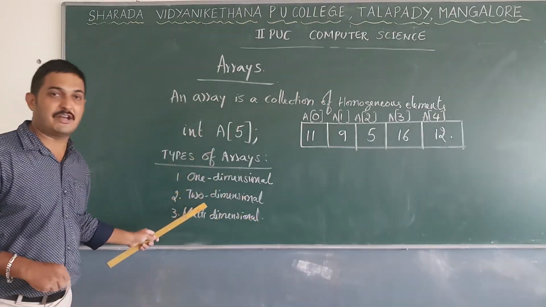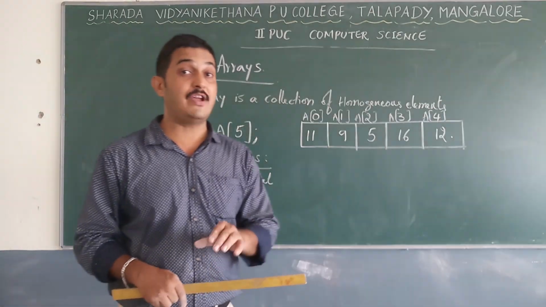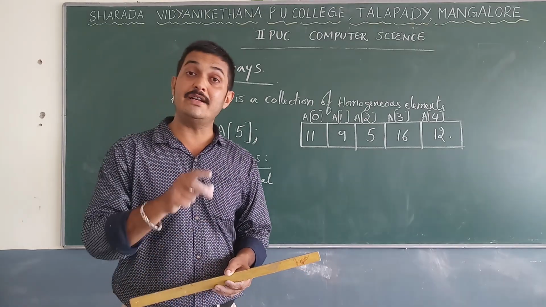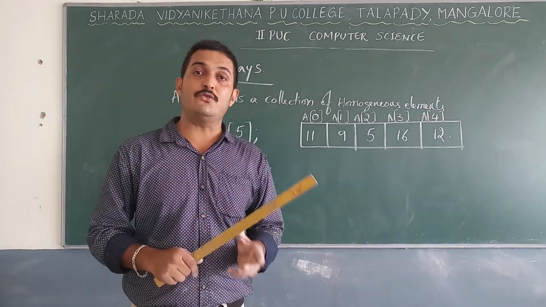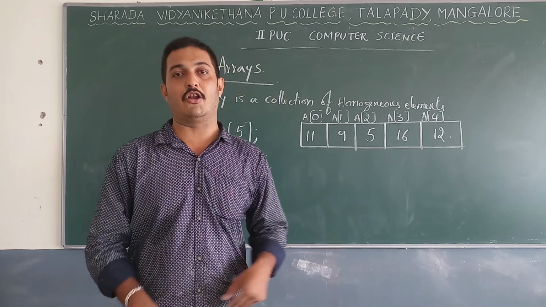Second one is two-dimensional array. Two-dimensional array is a collection of elements that share the same name, or we can say unique name, and same type, but structured in two dimensions. Structured in two dimensions means it uses matrix values, number of rows and number of columns.